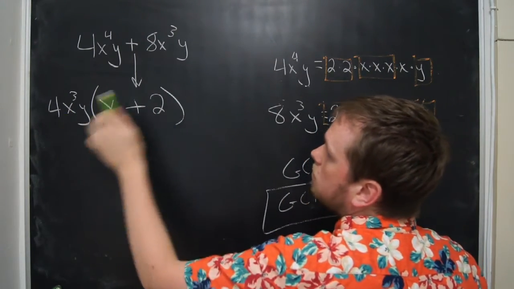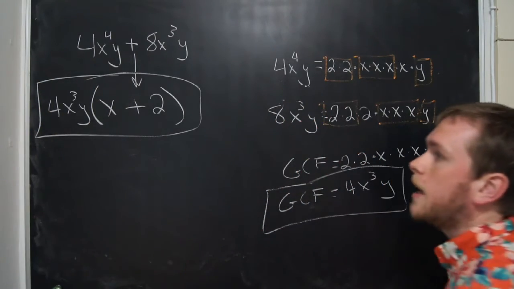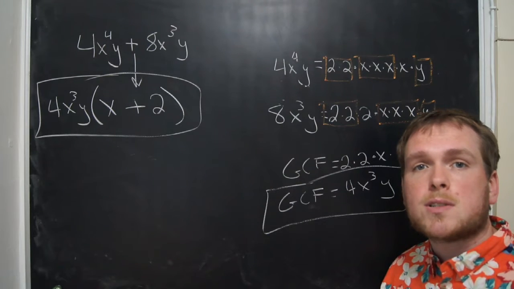4 times 2 is 8, 8x cubed y. So the way I'm going to give my final solution is just like that. And that is how you factor out a GCF.